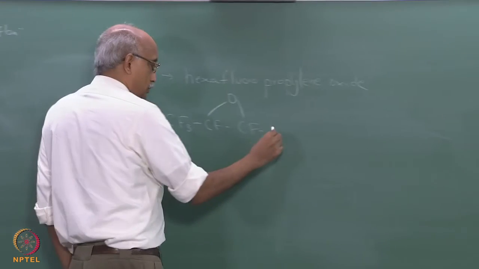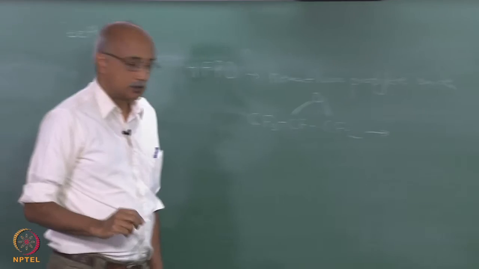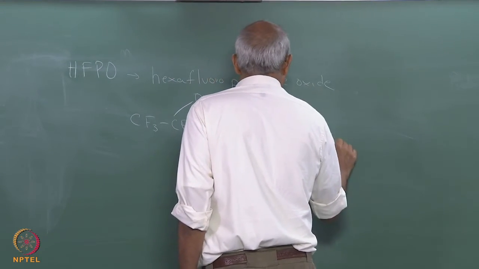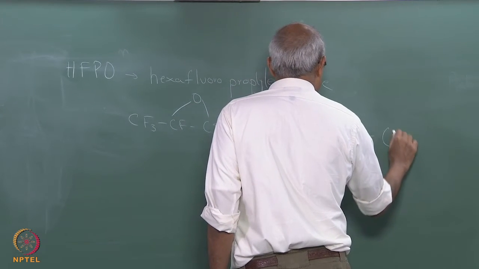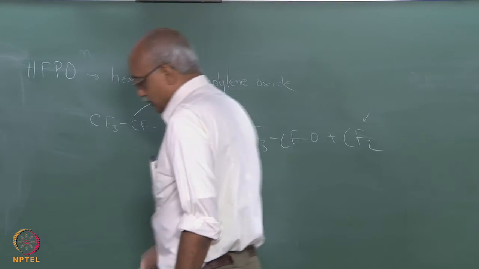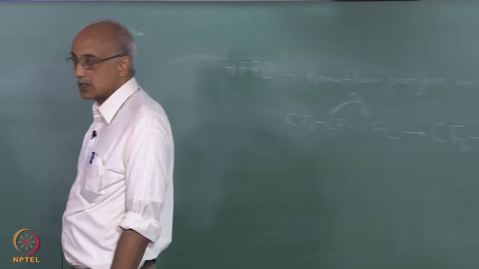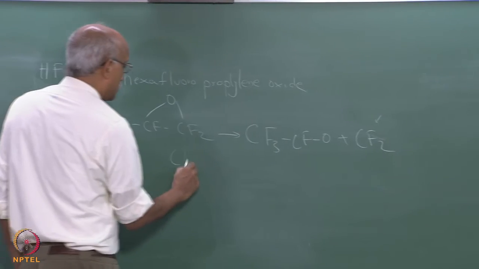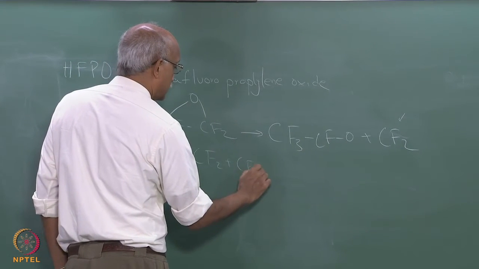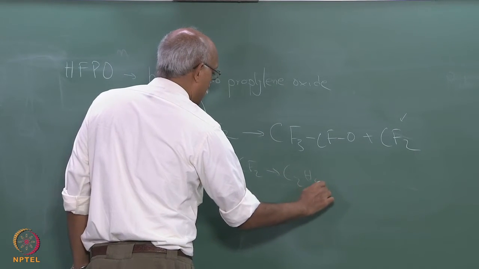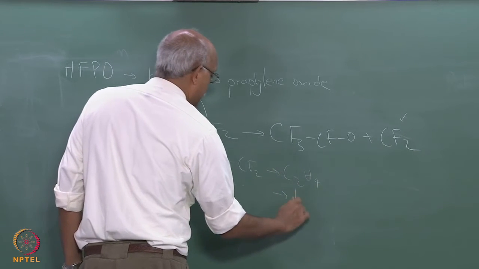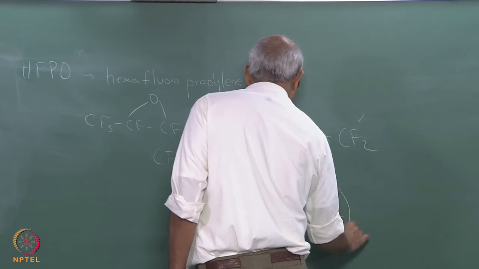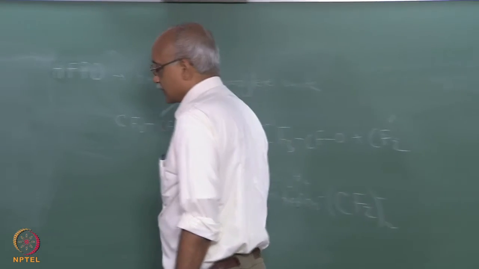So what you try to do is break this down into CF3, CFO plus CF2. So the CF2 is your monomer that's essentially used to build the Teflon polymer. So CF2 will combine with another CF2 to form C2F4, and you continue this process until you make Teflon, which is basically a (CF2)n type of polymer.